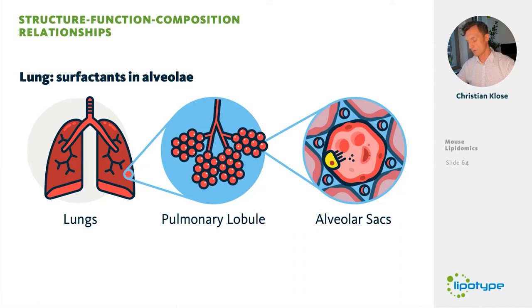For example, if an organ fulfills rather metabolic functions like the liver, for example, we see lots of variation in the lipidomes simply because this organ is exposed to what we eat, or what the mouse eats in that case, and is also responsible for maintaining the homeostasis throughout the entire body.